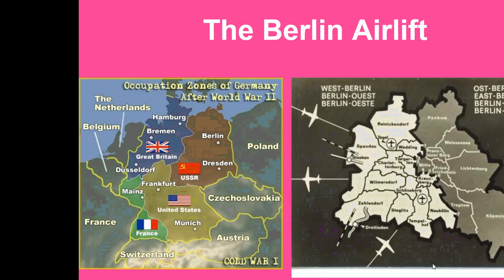Okay, so the Americans and the British are going to begin an airlift, flying lots of food and supplies into West Berlin over the course of the year. So they basically resist Stalin's goal, and they counteract it.